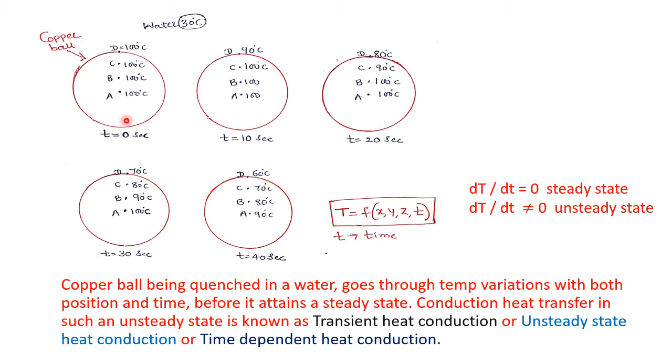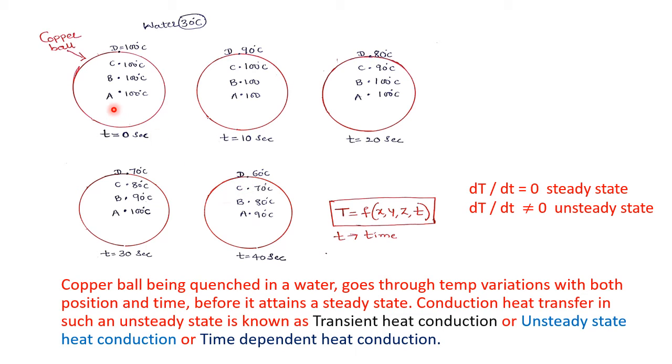See here, at a time t equal to 0 seconds, at points A, B, C and D, the temperature was 100 degrees centigrade. After some 40 seconds, the temperature at point A is 90 degrees, at point B it is 80, at point C it is 70, and at point D it is 60 degrees centigrade. So the temperature changes along with its positions.